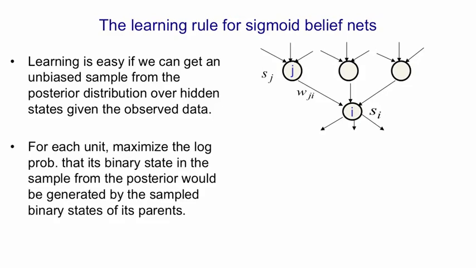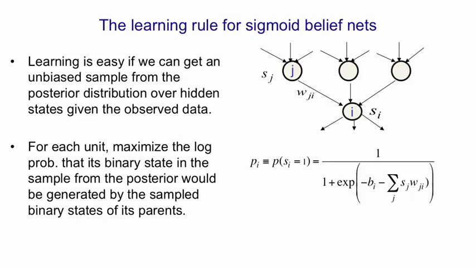In order to do maximum likelihood learning, all we have to do is maximize the log probability that the inferred binary state of unit i would be generated from the inferred binary states of its parents. So the learning rule is local and simple. The probability that the parents of i would turn i on is given by a logistic function that involves the binary states of the parents. And what we need to do is make that probability be similar to the actually observed binary value of i.